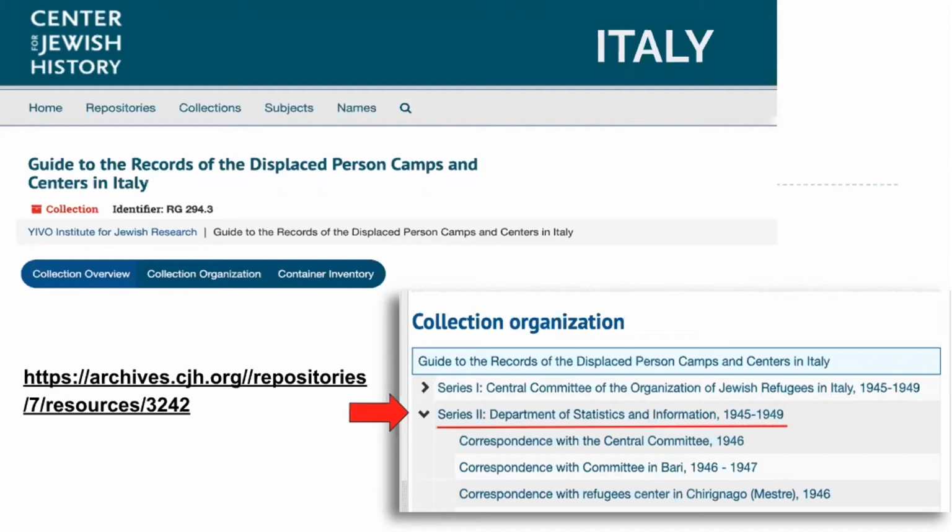The Jewish DPs remained in the camps for up to 5 years. The section of this collection that is most likely to have personal information for relatives you are looking for is Series 2, which is outlined on the screen. This comprises the files of the Central Committee Statistics Department. The Statistics Department, among other functions, served as a liaison between the refugees and relatives abroad who searched for them. The correspondence in Series 2 consists mainly of search inquiries from relatives and agencies looking for individual displaced persons. There are no lists of residents, birth certificates, or marriage certificates in this collection.